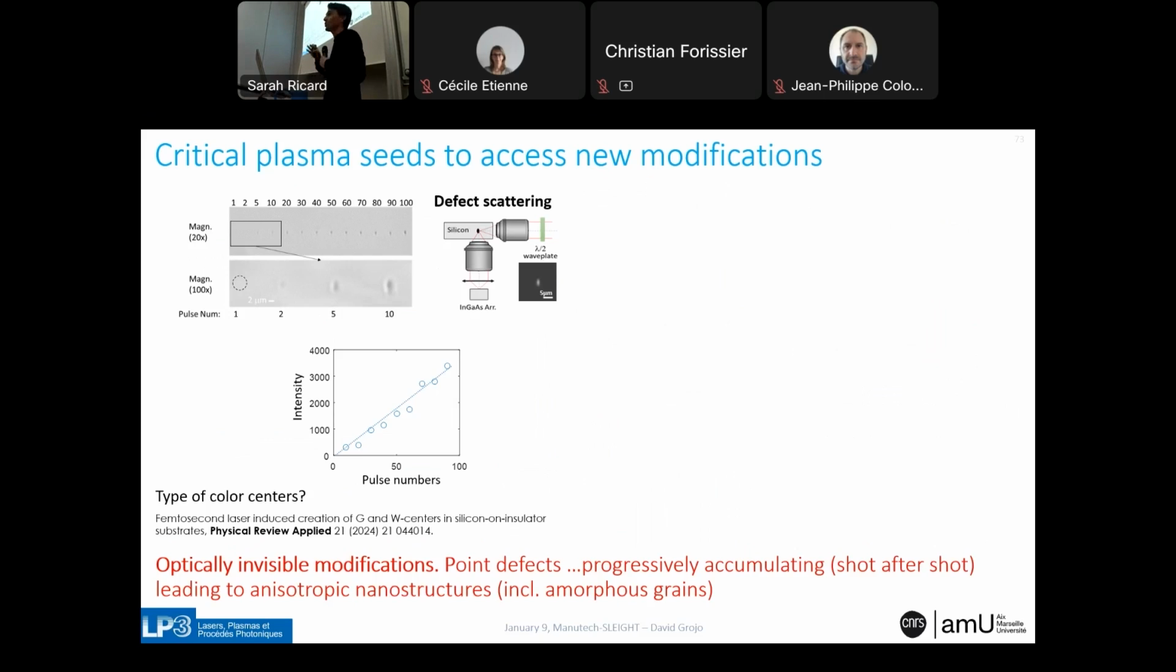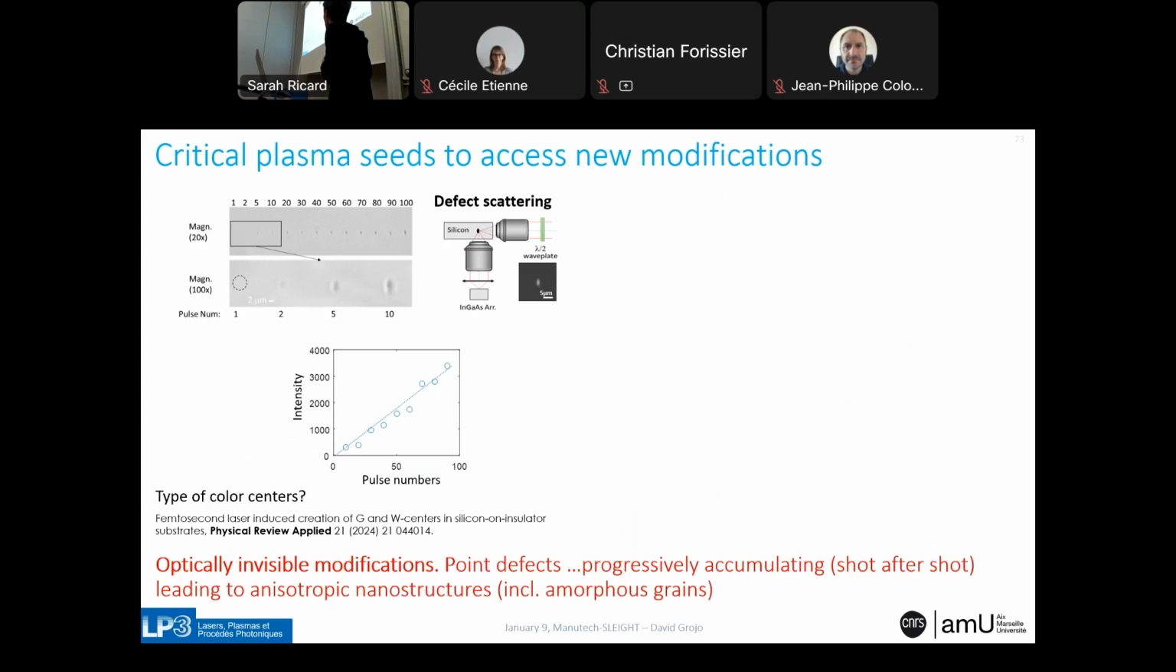Most of the time when you increase the number of pulses, the modification is growing. So this is the first benefit of the approach. But then we also observe that with one pulse, it's almost invisible by standard microscopy. The way we can reveal that we create a defect with only one pulse is by scattering or dark field microscopy schemes. So this is a spot we can reveal by scattering approaches for the first pulse.